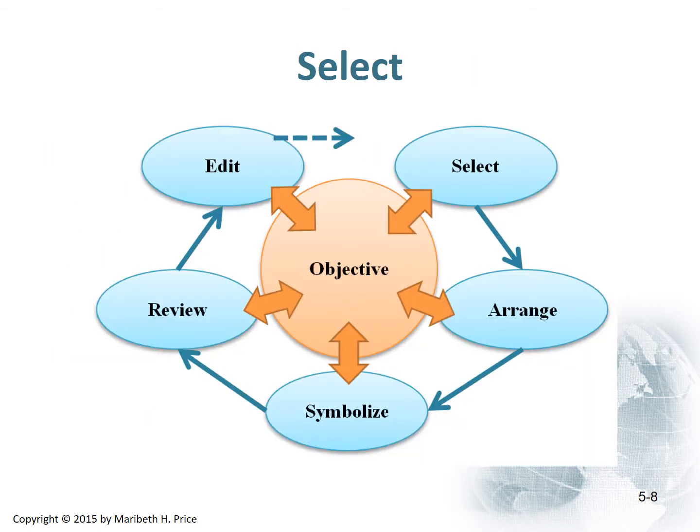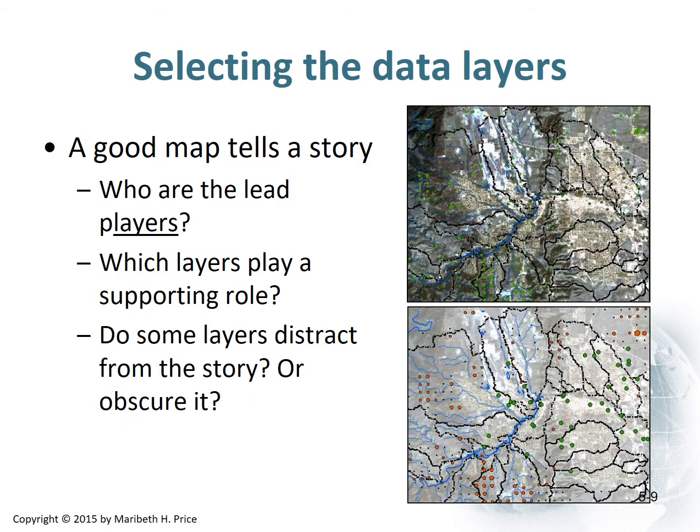Again, it leads us back to our iterative process of how we work through the various steps of designing and developing a map. So let's talk about it a little bit more. Selecting the data layers. Good maps tell stories. You have to figure out what are the lead players, what are the supporting roles. Do some layers distract from the story or obscure it? This is important.